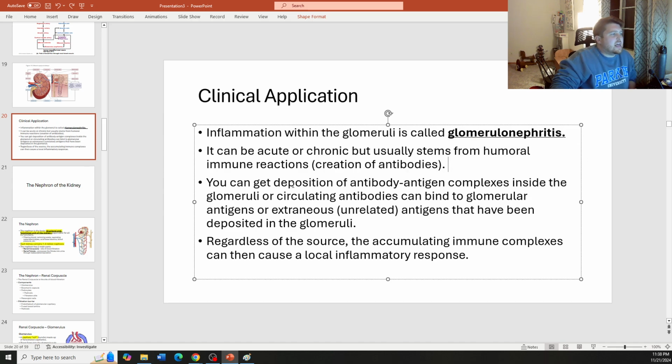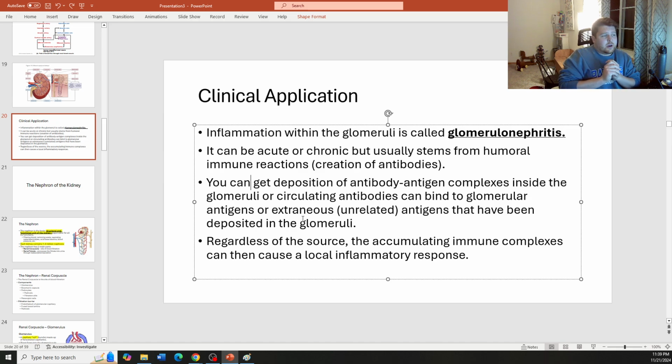Okay? So what can happen is you can get deposition, or kind of like depositing or getting stuck, of the antibody antigen complex. So when the antibodies find the thing that it wants to attack, it binds to them, and then a bunch more antibodies come and they all kind of surround it and attack it. So it becomes like this ball, and we call that an antibody antigen complex. Those can essentially get stuck inside of the glomeruli, which is the plural of glomerulus.